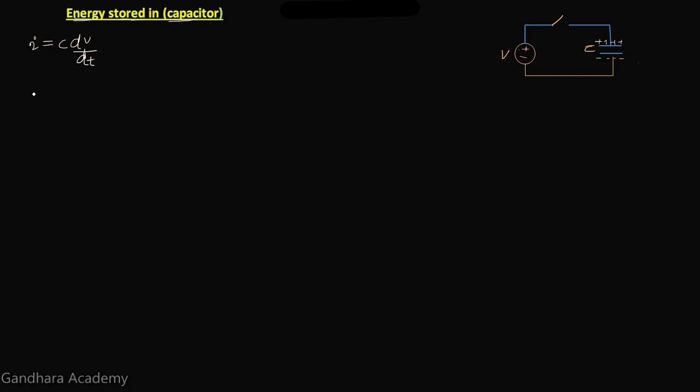And we also know that the electric power is equal to I into V. So putting C dV divided by dt in place of I, we get power is equal to C dV divided by dt into V. Now, as we know, the power is also equal to the rate of change of energy, P equals dU by dt.